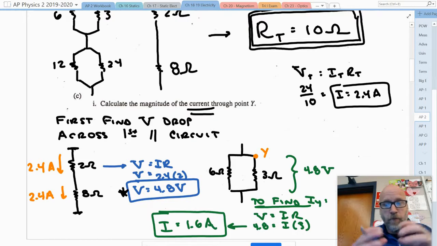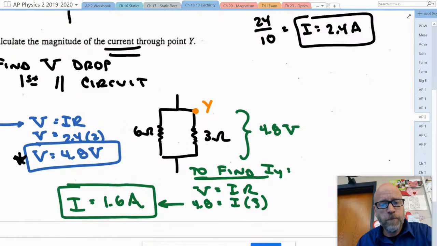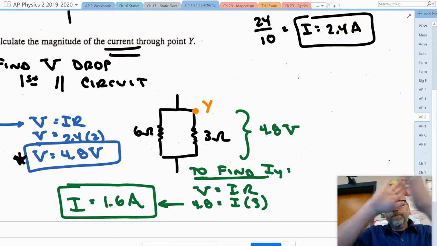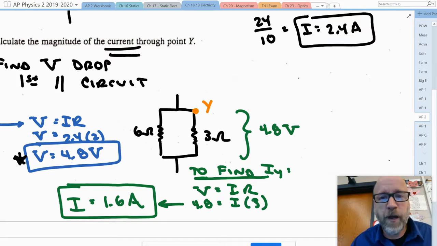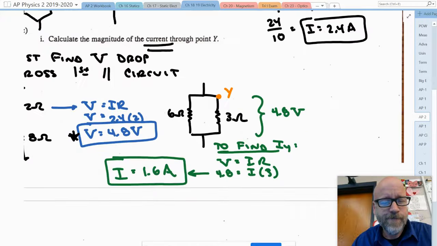Now, when I break my waterfall back out into the 6 and 3 ohm resistors, I end up with a 4.8 voltage drop. For the 3 ohm resistor, 4.8 divided by 3, I get 1.6 amps. It's just a reapplication of Ohm's law. Okay? Some of you see the ratio there. Good for you.